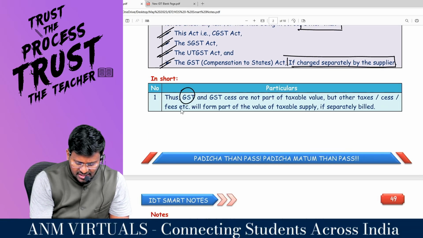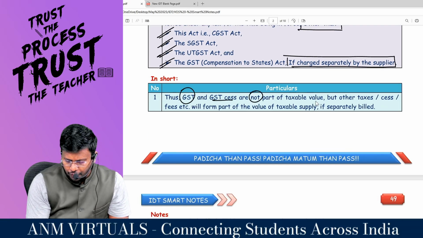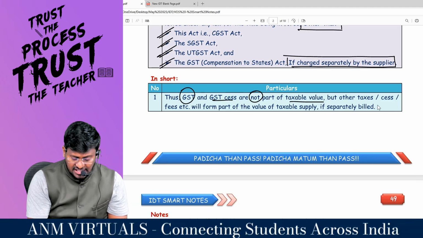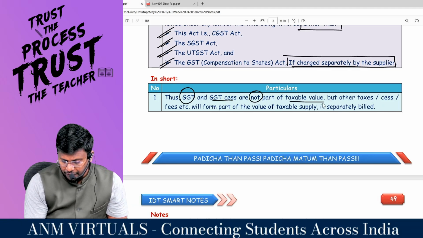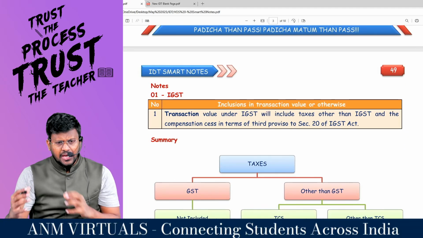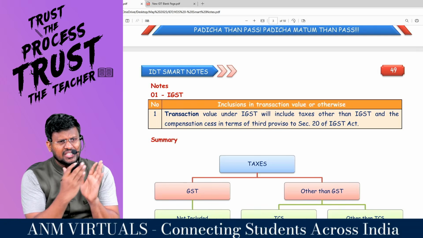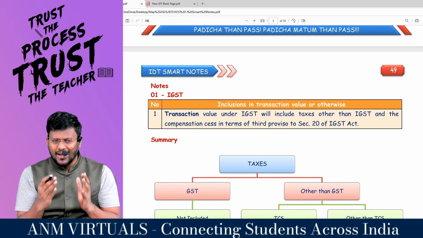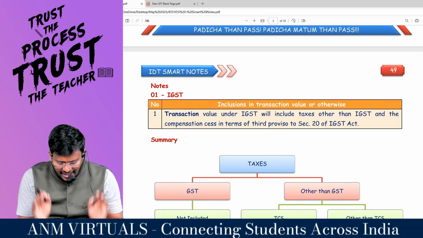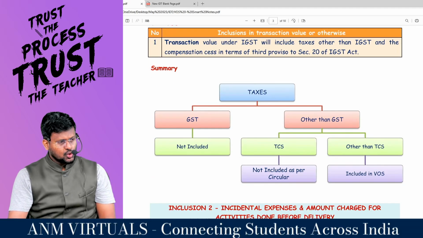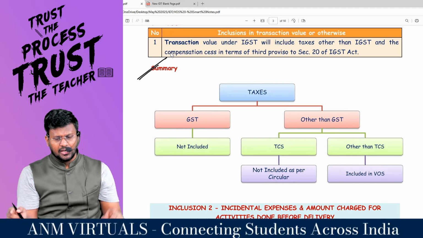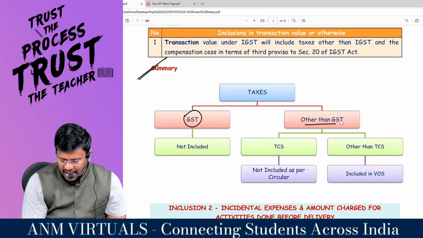Thus, GST and GST cess do not form part of the value. But the other taxes, cess, fees, etc. will form part of the value of taxable supply if separately billed. Comfortable, sir? Sir, the same provisions are even applicable to the IGST Act also. If you are calculating the value of supply as per the IGST Act, you have to include all taxes other than GST. So, a one-line summary of the entire discussion is, sir, the taxes can be classified into two categories: one is GST and the other is other than GST.